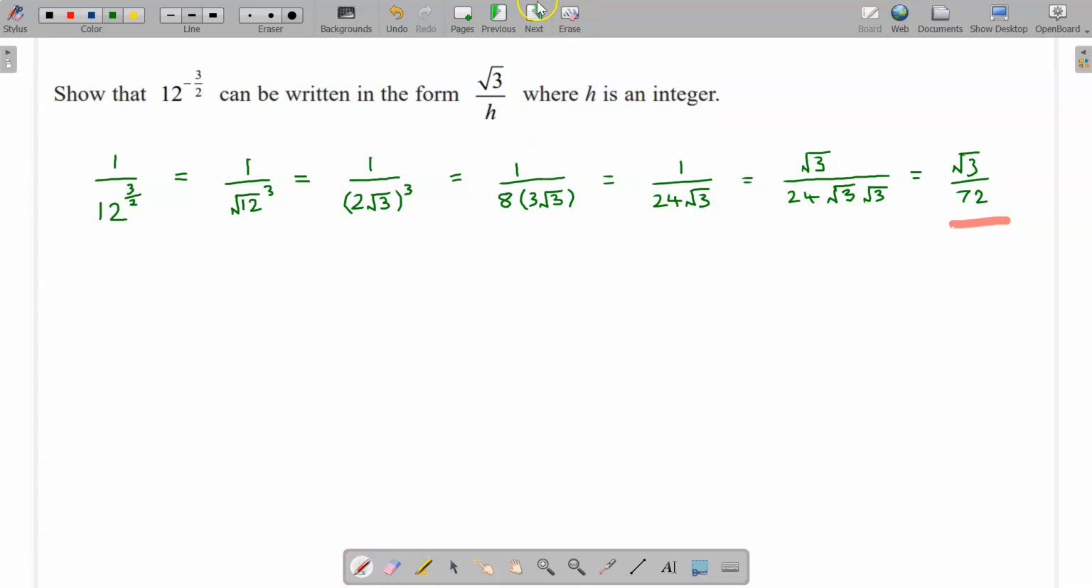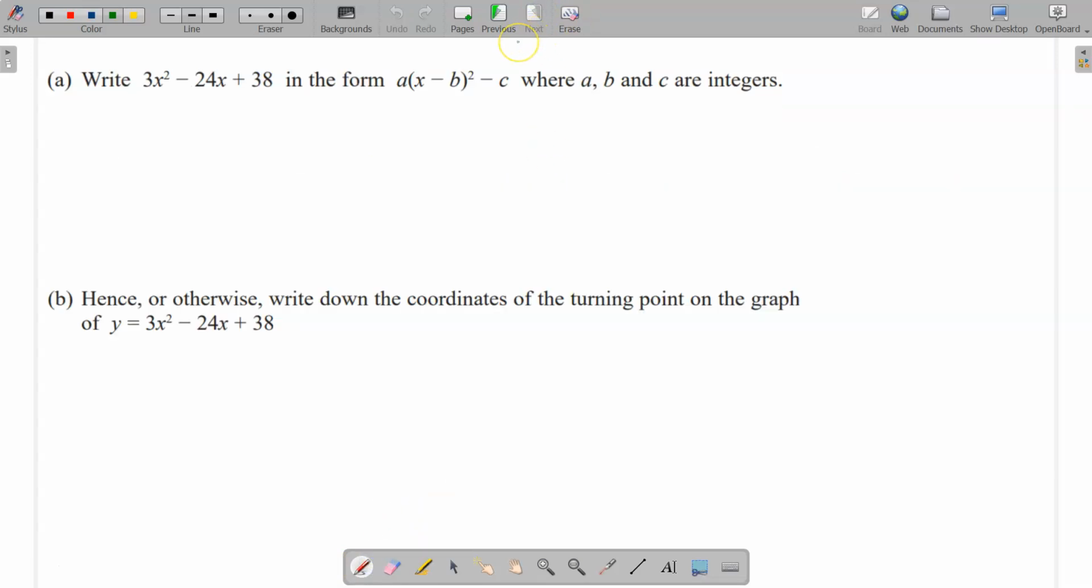Okay, and finally we have this question about completing the square and understanding how to use it. So there's two ways you can do this. The best approach is to take out, in this case, a factor of 3 just from the first two terms.